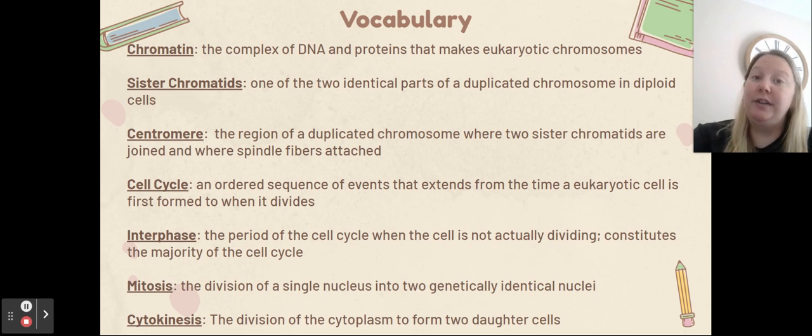Mitosis is the actual division of the nucleus of the cell into two genetically identical nuclei, and cytokinesis completes the division of the cell by dividing the cytoplasm to form two genetically identical daughter cells.